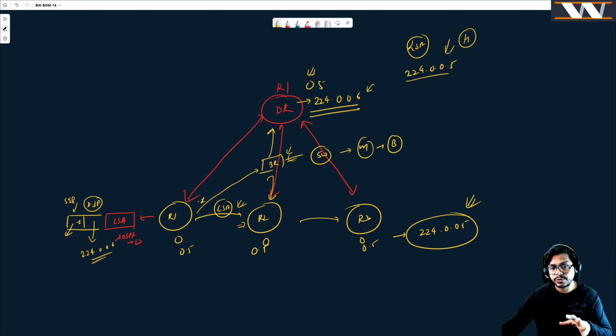But in this situation, even if R2 and R3 get this packet, they are not going to entertain it. And the reason is they are not listening on 224.0.0.6. It is as simple as that.